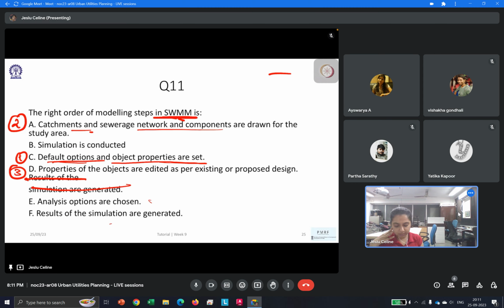Very good. Next. So now you put the properties. Yes, very good. Next is analysis options, which are selected after that because now you've set the properties. Now you need to set what the analysis options are. So analysis options are chosen. Very good. And now these are easy. Last 2: simulation and then the results of simulation. So simulation and then you get the results.